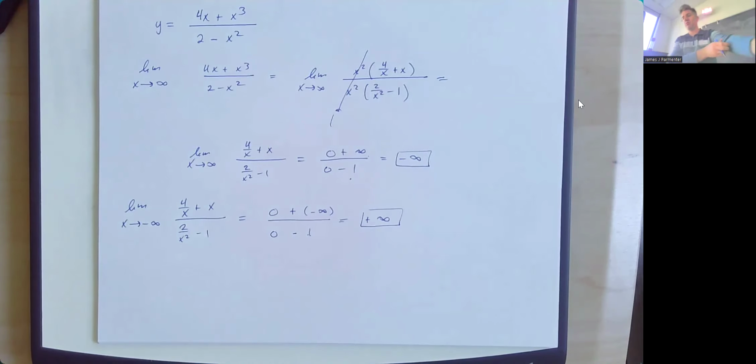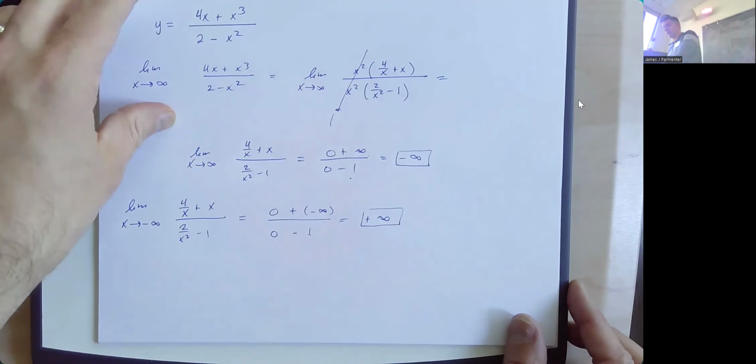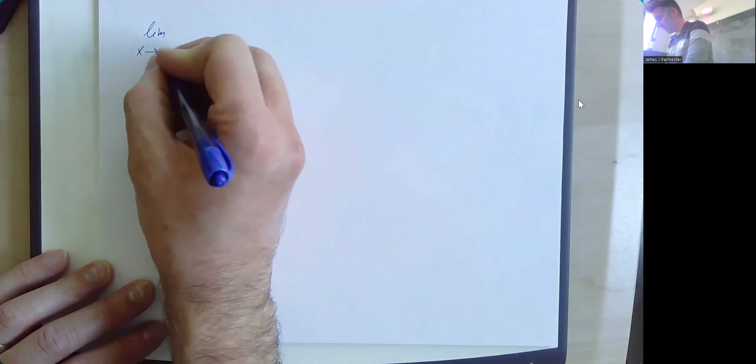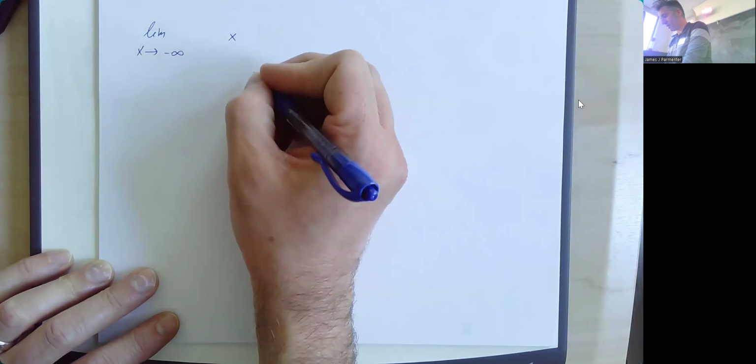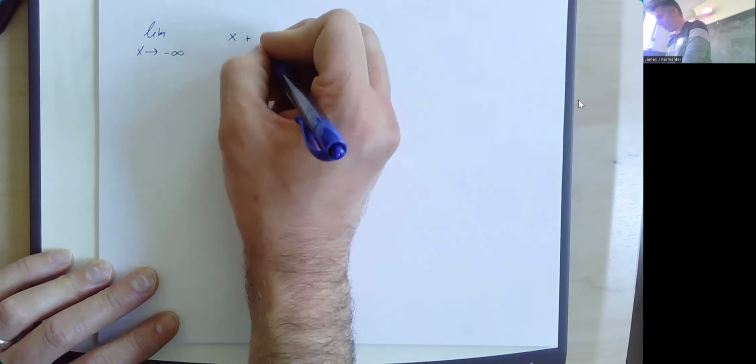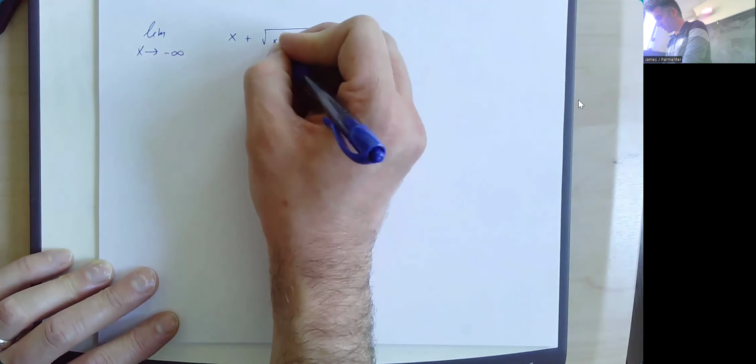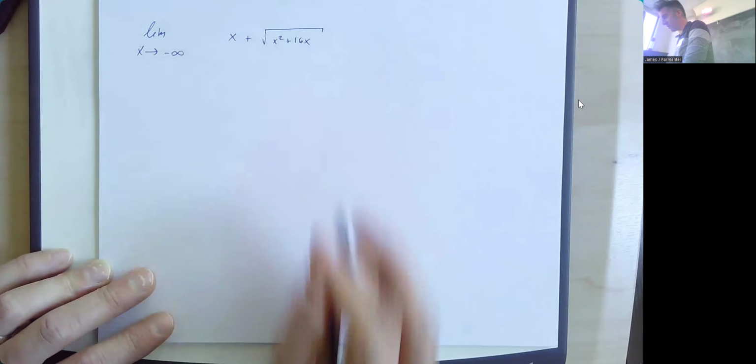Okay. We should do one more. One more limit to infinity that's kind of funky. And then we'll talk about some tangent lines. So here's one that you might have seen, something like the limit as x goes to, let's make it exciting, negative infinity of x plus the square root of x squared plus 16x.